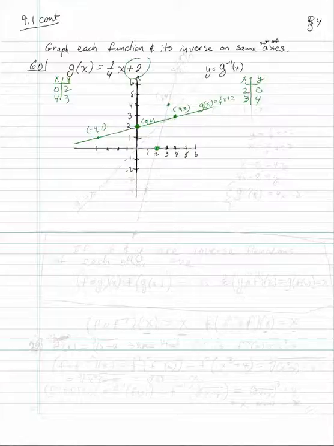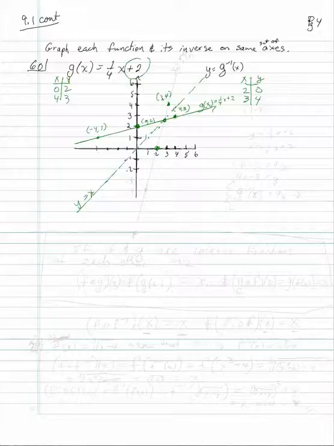Oh, and one other thing too. Since you're switching around the line y equals x, if we draw this line right here, y equals x, it's a mirror image through that line. So you see this point crosses there. We got 4, 3. This is going to be 3, 4. And it's a mirror image.